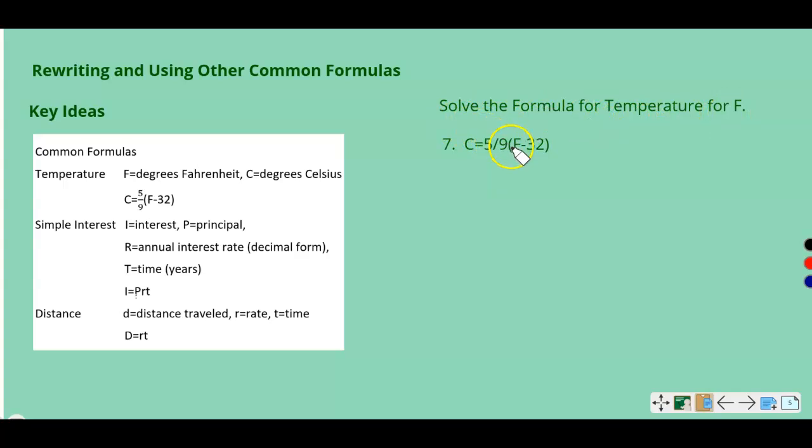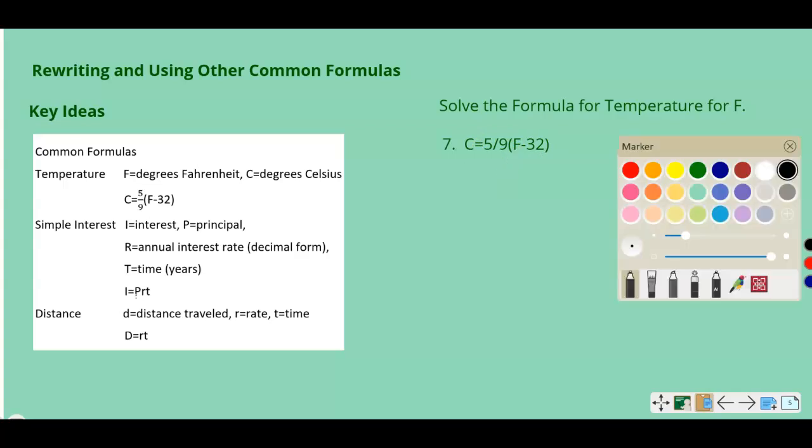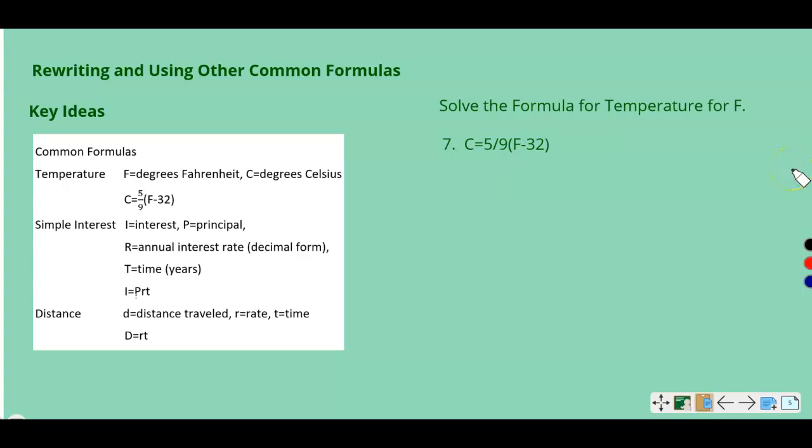Okay, when you're solving for F, you're solving for Fahrenheit. C is Celsius, F is for Fahrenheit. All right, so if we want to solve for F, that means we want to rearrange the equation to where F is on one side by itself. All right, so we can see that, we have 5/9 times F minus 32 in parentheses.